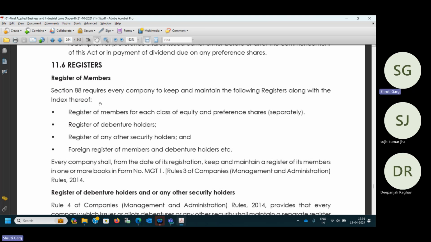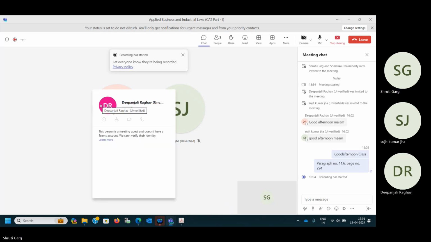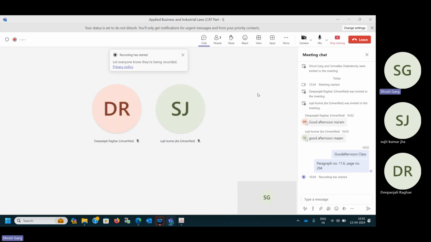A company secretary's duty is to maintain the statutory registers. If in the company there is no company secretary, then who will maintain the statutory registers? Any person authorized by the management of the company. Clear?